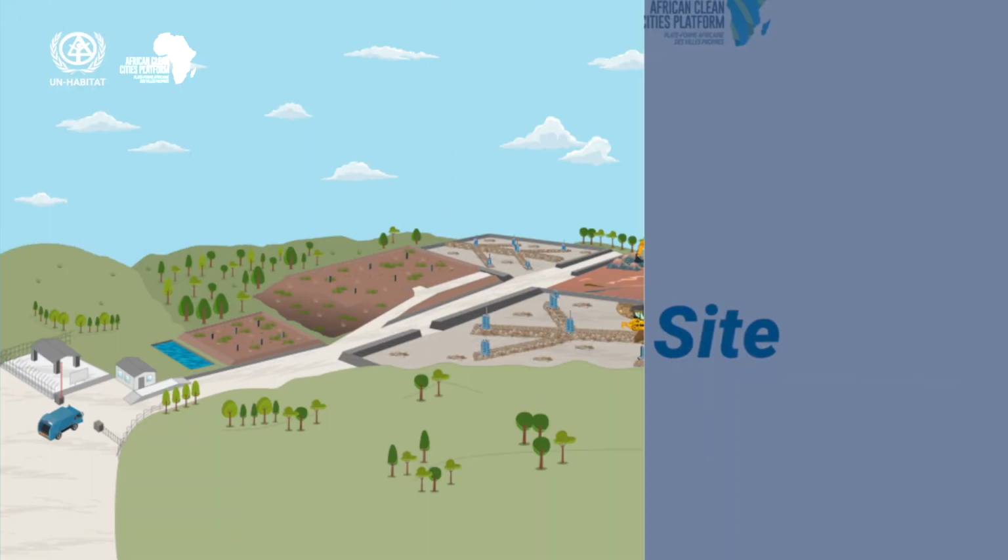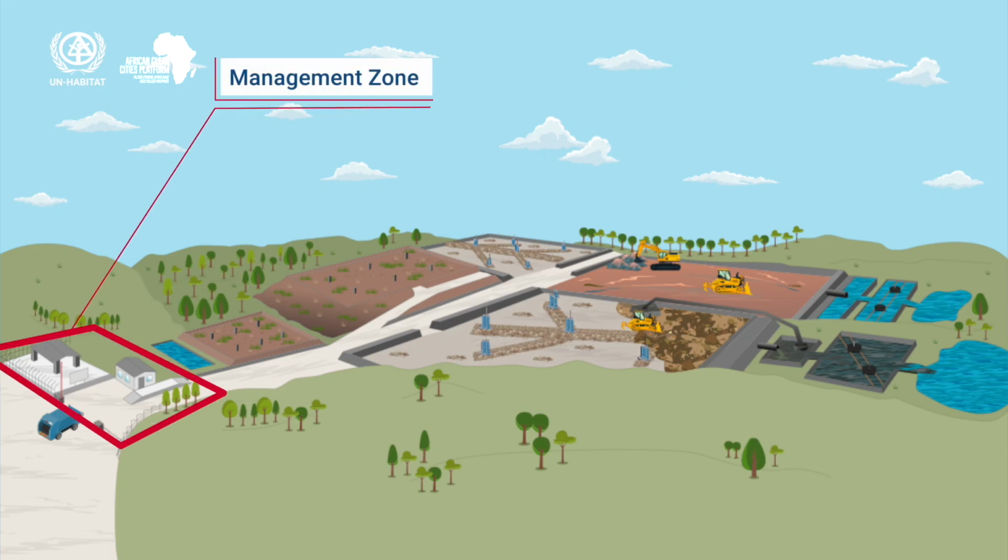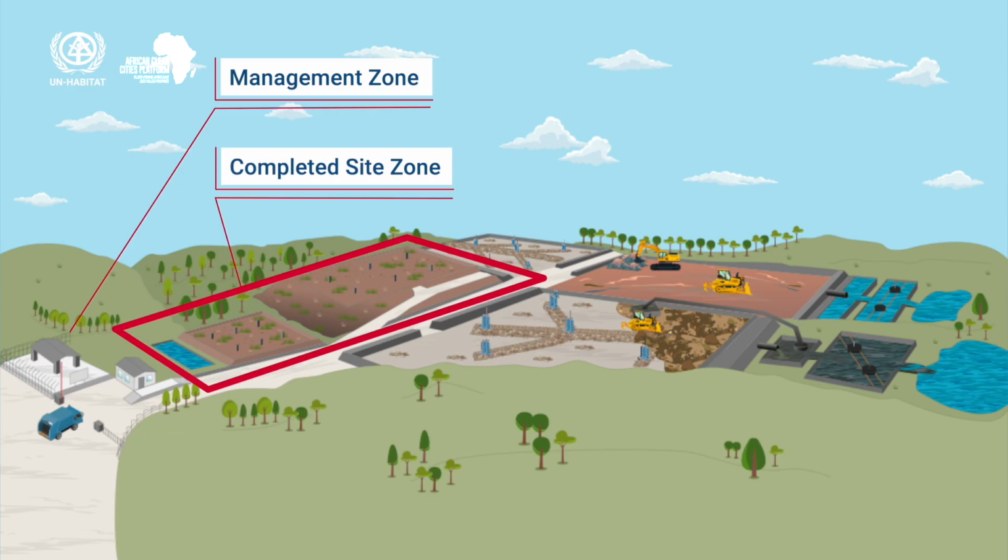Seen here is the layout of a typical semi-aerobic controlled landfill. The management zone is located near the entrance. There's a workshop, a site office, a vehicle weighbridge, and vehicle washing facility. These help the site operator to administrate operations and maintain site equipment. The completed site zone is the area that was established and filled first. It's now complete and no longer receiving waste. The waste is now covered and stabilizing.